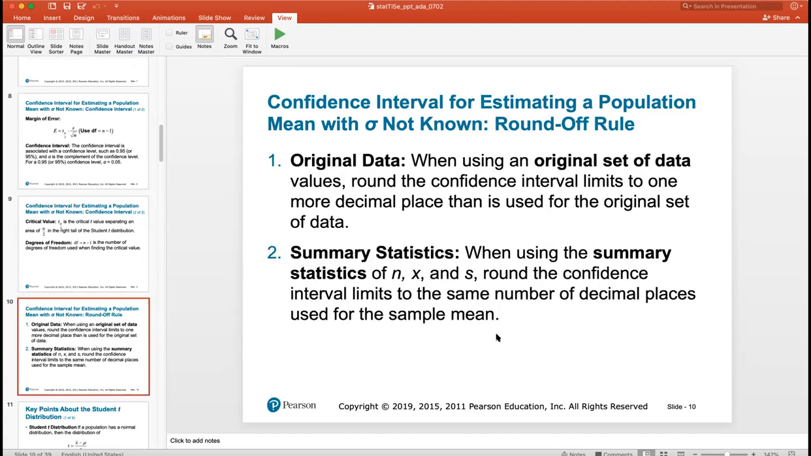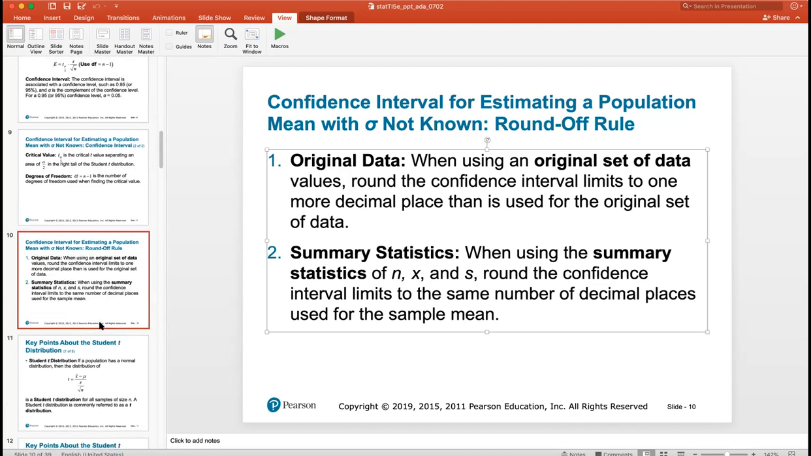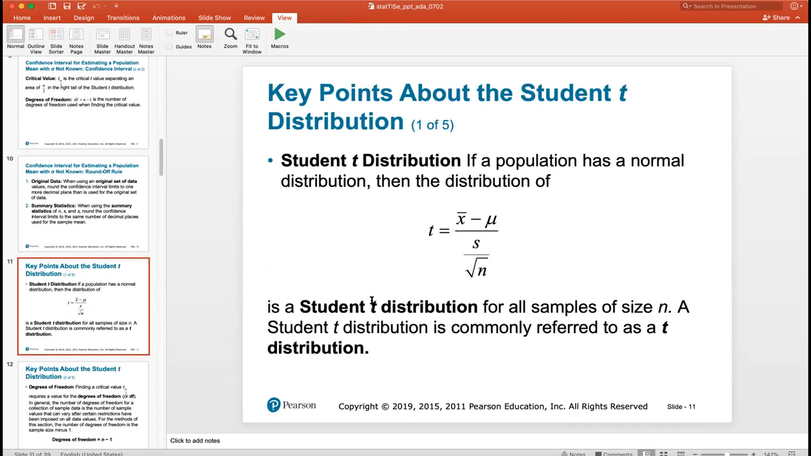Okay, so next, the confidence interval for estimating population mean with sigma not known, round-off rule. When using the original set of data values, round the confidence interval limits to one more decimal place than is used for the original set of data. Let me apply this one to the examples. And when using summary statistics n, x bar, and s, round the confidence interval limits to the same number of decimal places used for the sample mean. Yes, we'll apply that. Now let's study the student t distribution.